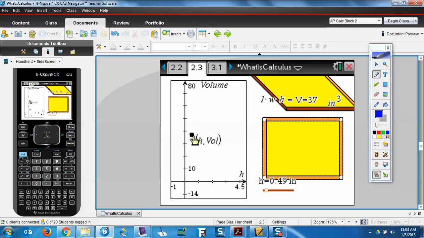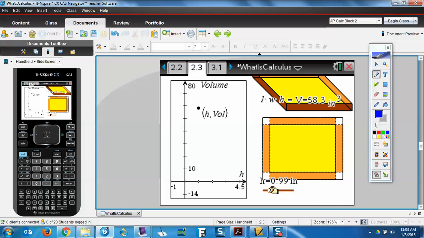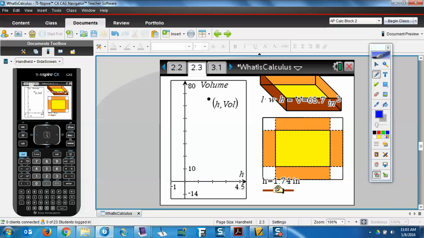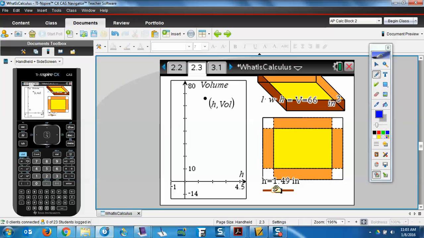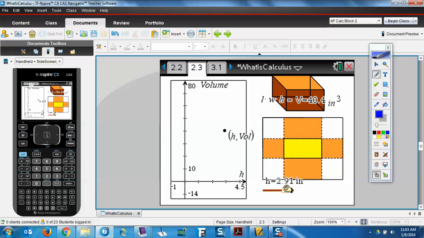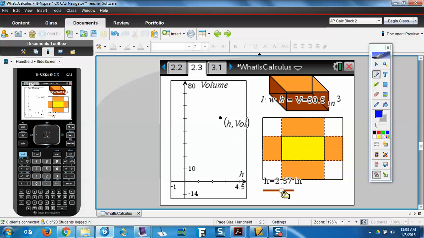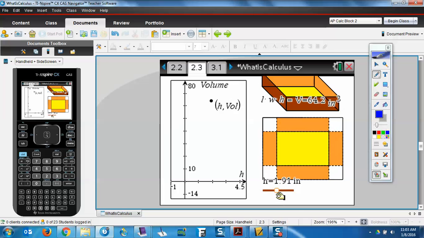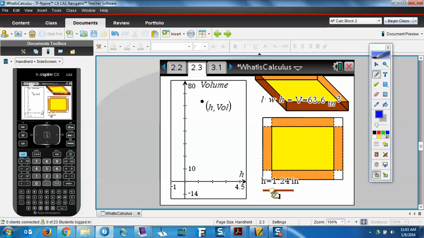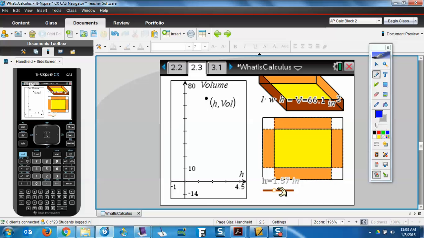Over here we've got the volume graphed. But if we cut out bigger squares, the volume keeps getting bigger and bigger until a certain point when the volume starts getting smaller again. So somewhere in there is an optimum, and that's what we're looking for. Well, in Algebra 2, you set up the equation, go to your graphing calculator, graph it, look at the parabola, find the vertex, and boom, you got it. You don't need any calculus to actually find it.